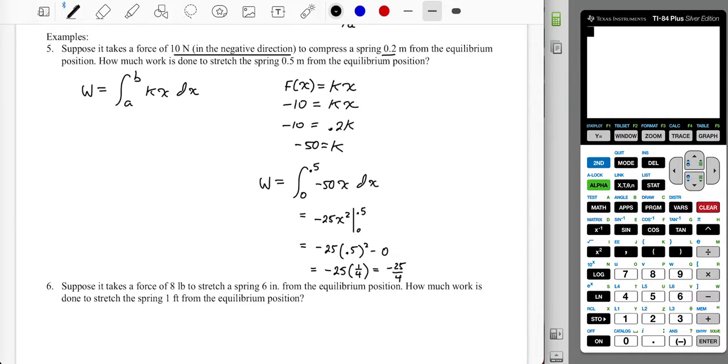The negative part is related to the fact that the force was negative because it was in the negative direction, so it's implying direction. Force is force, so whether it's positive or negative only captures the idea of direction. That translates over into work as well.